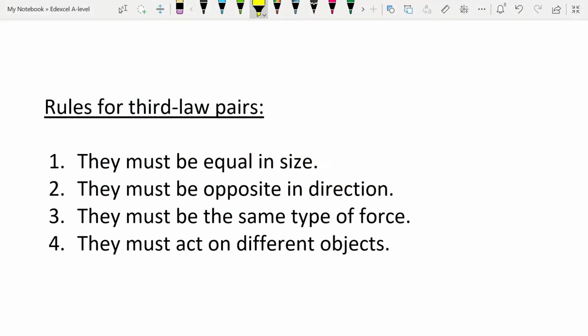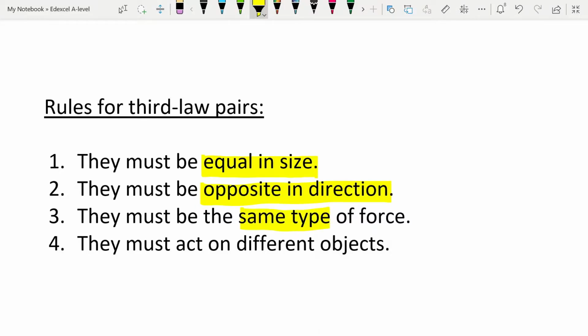There are certain fundamental rules or properties of third law pairs. They are always equal in size. So the magnitude of the force that the wall pushes on the girl is exactly the same magnitude as the force the girl pushes on the wall. They are always opposite in direction. So they're along a line, in a plane, in the opposite direction to each other.